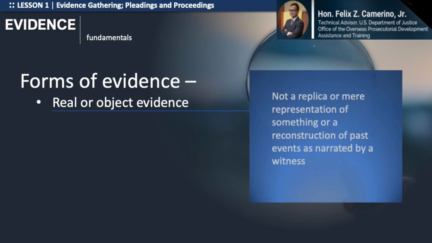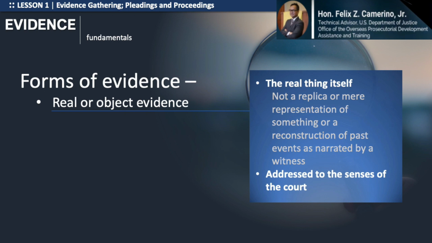Real or object evidence is essentially not a replica or mere representation of something, or a reconstruction of past events as narrated by a witness. What they are is the real thing themselves, okay? The real thing that is addressed to the senses of the court. These are the actual tangible objects that can be felt, that can be touched, that can be seen, all right?